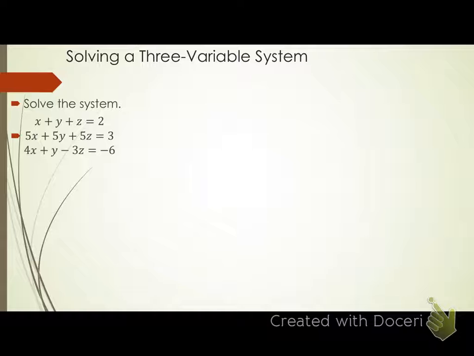Okay, let's look at our x column. We have x, 5x, 4x. Our y column, we have y, 5y, y. And z, we've got z, 5z, negative 3z. What do you think is going to be the easiest to eliminate?